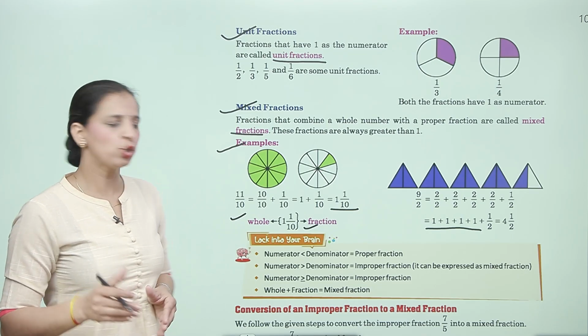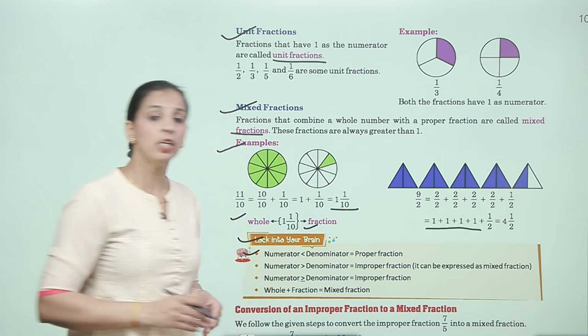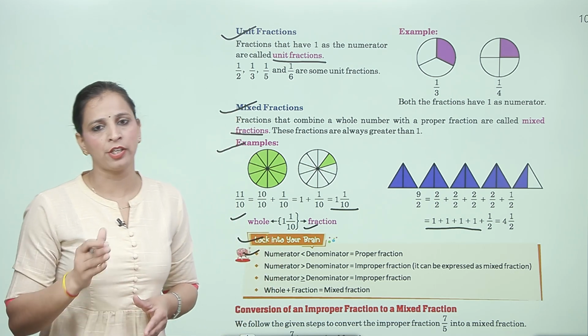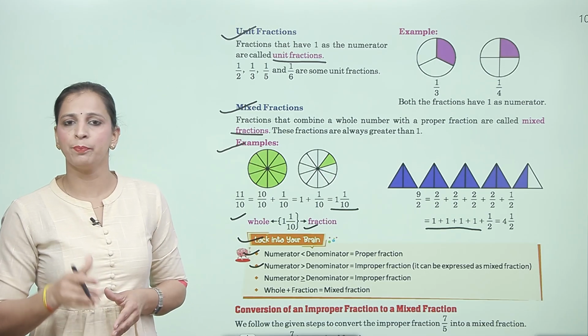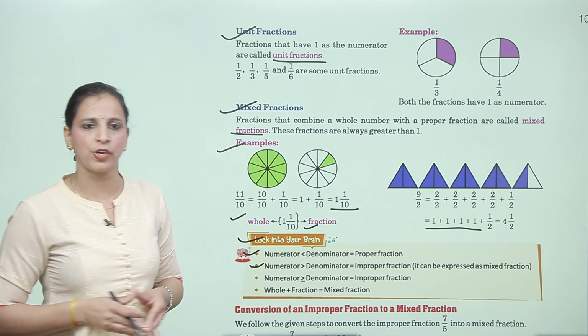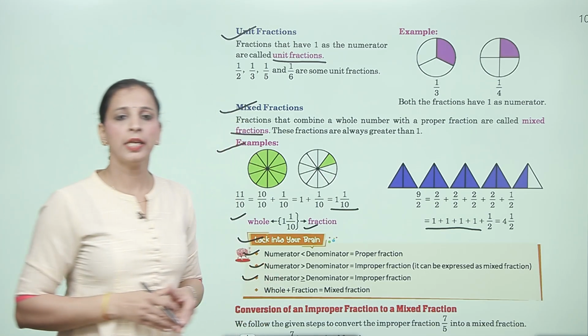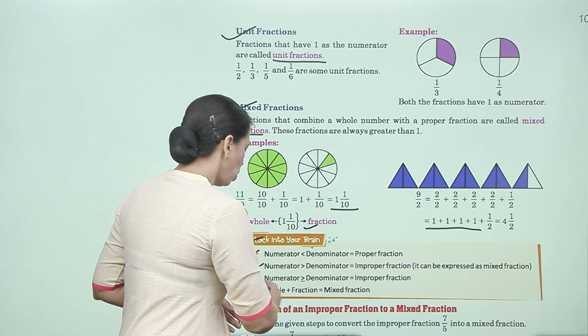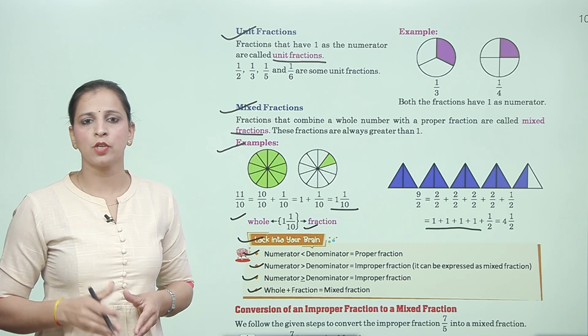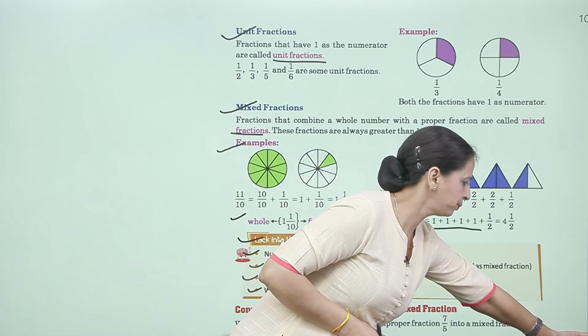Now lock into your brain. First, numerator less than denominator: proper fraction. Next, numerator greater than denominator: improper fraction. It can be expressed as mixed fraction. Numerator is greater than or equal to denominator: improper fraction. Whole plus fraction is equal to mixed fraction.